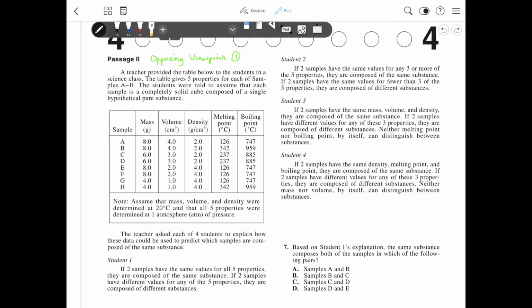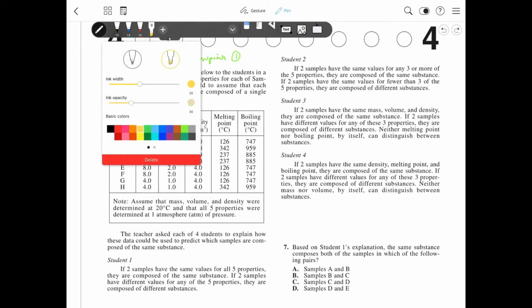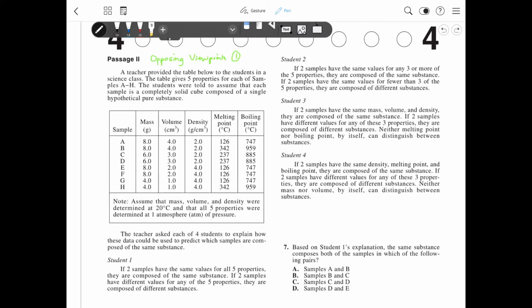For the second passage of this science test, we have the opposing viewpoints passage. This is one of the easier passages to identify because all you really have to look for is multiple people expressing their opinions on a certain topic. Right here, we have 4 different students talking about what they think on the 5 properties for each of samples A through H. If you look at the description, you can get a general idea of what these students are going to be talking about.